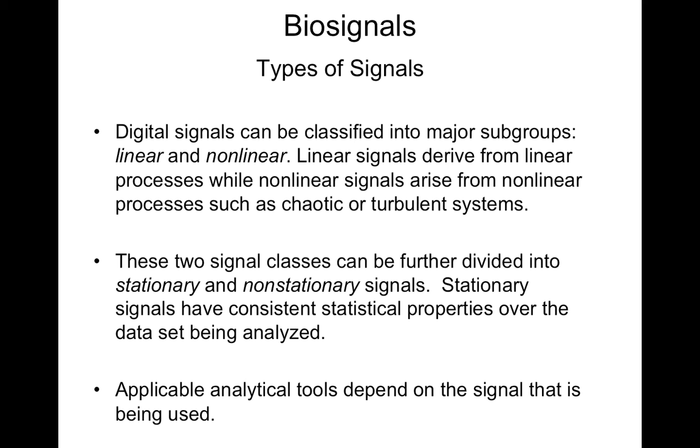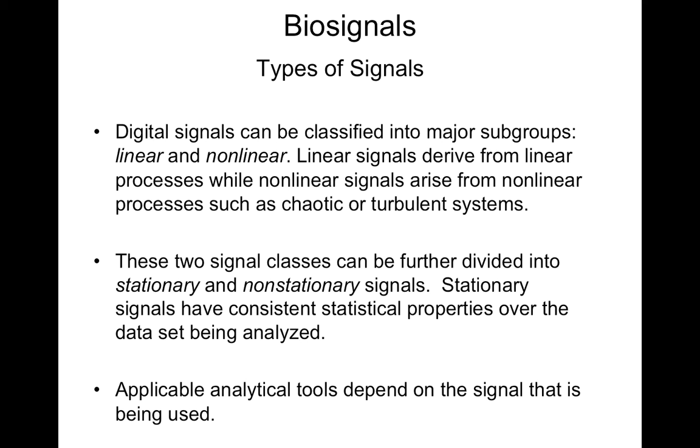So, basically, signals can be classified into two major subgroups, and we're talking here about digital signals because we assume that by the time we get to working with the signal in signal processing, it's been acquired and converted from analog to digital form and probably stored in memory, with the exception of occasionally working with real-time signals. So digital signals can be classified into major subgroups. The first classification is whether they are linear or nonlinear.